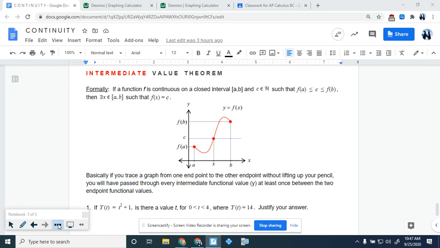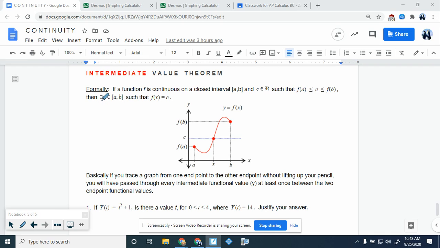Formally, the intermediate value theorem reads as follows. If a function f is continuous on a closed interval [a, b], in other words, I can trace it without lifting up my pen, like this example I have right here, this can be traced without lifting up my pen, and there's some c, which is an element of the set of reals, just meaning that c is a real number, such that this number is between f of a and f of b, as depicted in this picture.